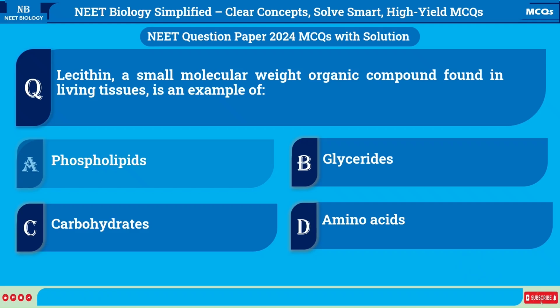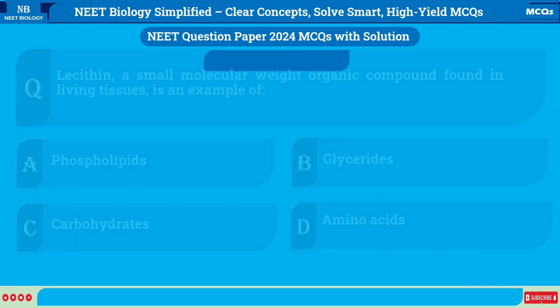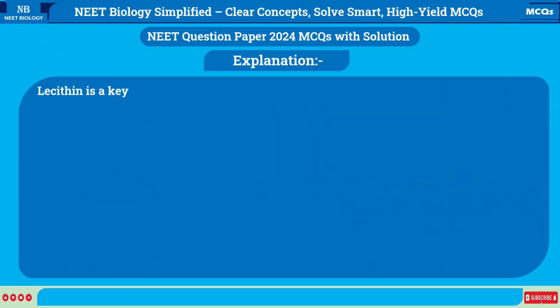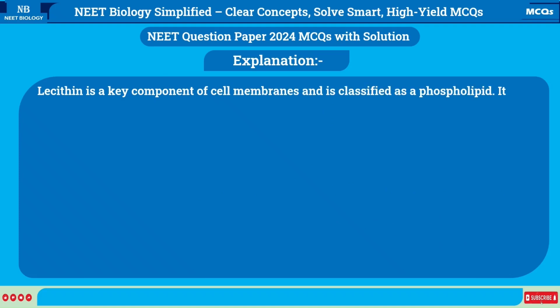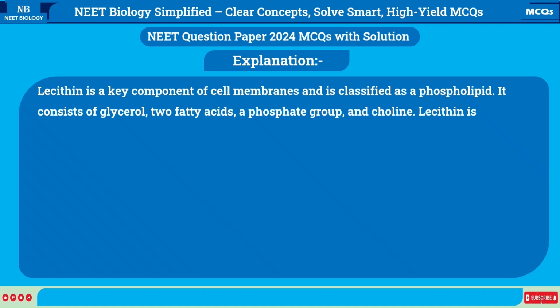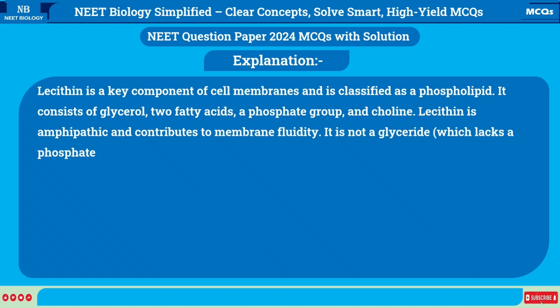Correct answer is A. Phospholipids. Explanation: lecithin is a key component of cell membranes and is classified as a phospholipid. It consists of glycerol, two fatty acids, a phosphate group, and choline. Lecithin is amphipathic and contributes to membrane fluidity. It is not a glyceride, which lacks a phosphate group, nor a carbohydrate or amino acid.